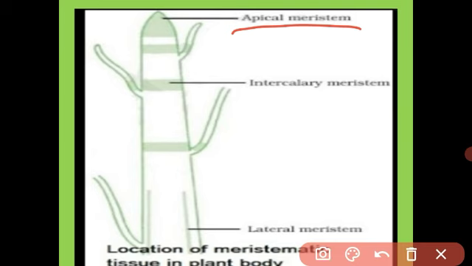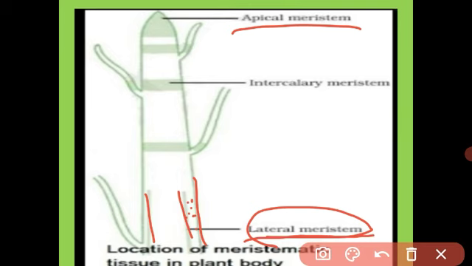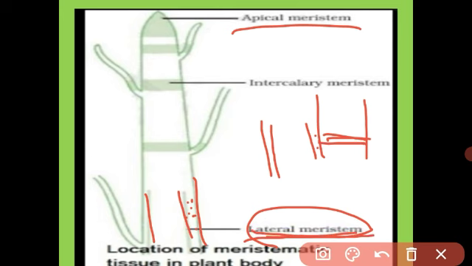Understood, student? Next type of the meristematic tissue is the lateral meristematic tissue. Lateral meristematic tissue is found between, see, this is the bark and this is the stem. The lateral meristematic tissue is present in between the bark and stem. Due to lateral meristematic tissue, the plant can increase the diameter of the stem. Means see, when the plant is very small, the stem is very thin, but day by day the plant grows and the diameter of the stem increases. How does it increase? Because in between the bark and stem is present the lateral meristematic tissue.